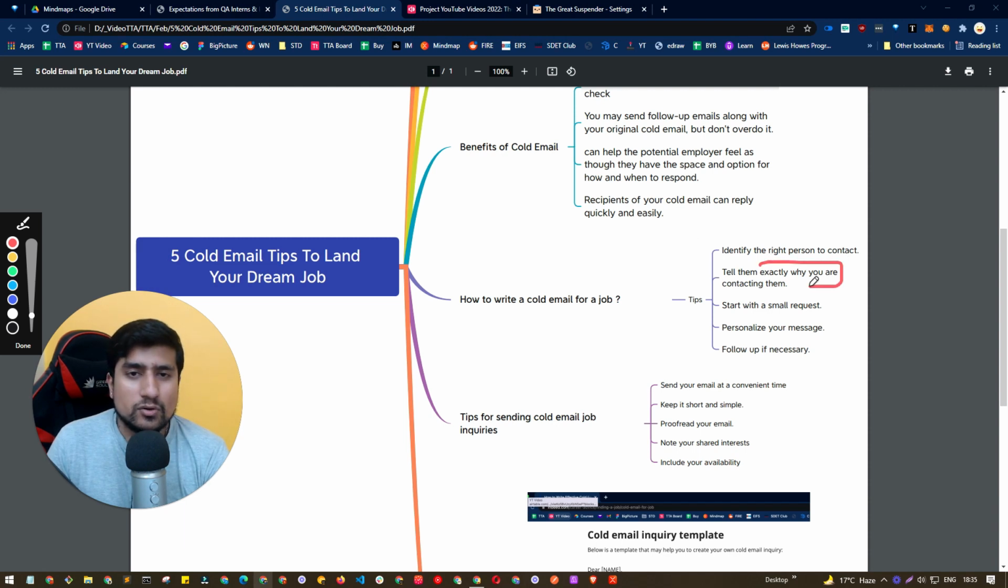Tell them exactly what you are looking for, and if there is any opportunity, for example, if there is a senior SDET profile or SDET profile opening there, you can send them an email. Just make a very small email. Personalize your email message, basically personalize it for that HR only. That's really important. And follow-up is necessary. Follow up two and three times. That's the funda.